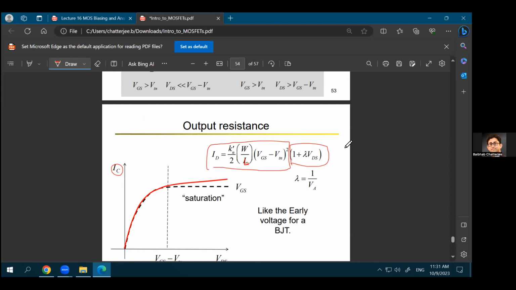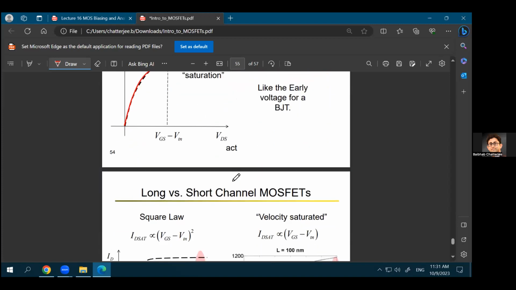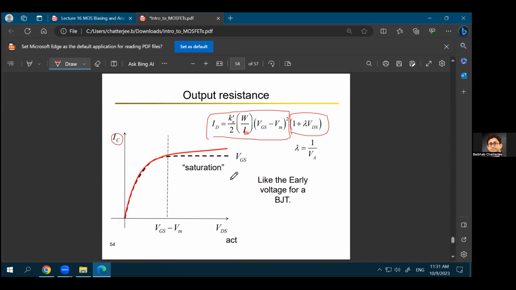Because as you apply the drain to source voltage more and more, your depletion region widens. As the width of the depletion region changes, the effective channel length also changes. That's why you'll see that there is a small dependence on VDS as well. And that's why, for the MOSFET, the output resistance, instead of being infinite, will be a large quantity. So the output resistance of a MOSFET is ideally infinite, and in the practical case, it's a large quantity.